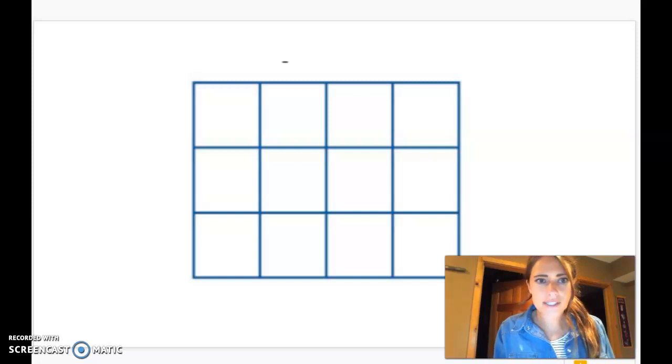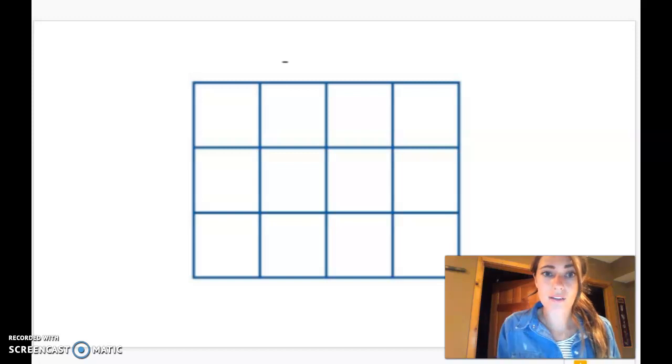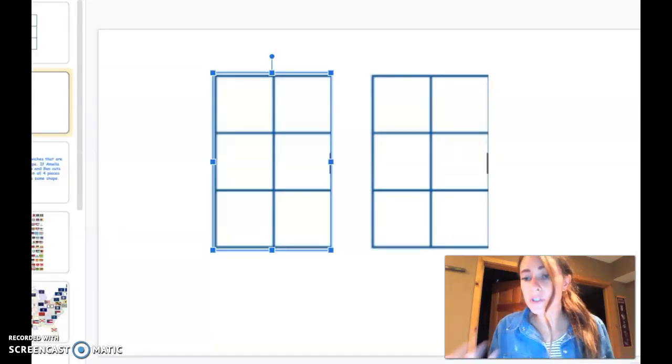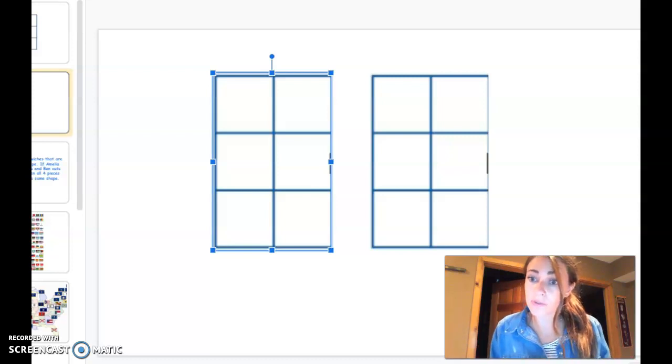So after you made your rectangle, hopefully you have 3 rows that look like this and 4 columns. Okay, and then you made your line segments, and then you used your line segments to create rows and columns inside the rectangle. So how do you think you made 2 equal shares with your rectangle? How do you think you made 2 equal shares? So here's what you should have gotten when you split your rectangle into 2 equal shares.